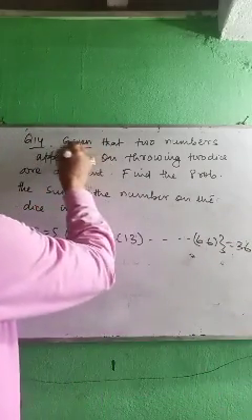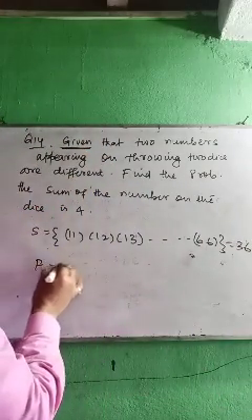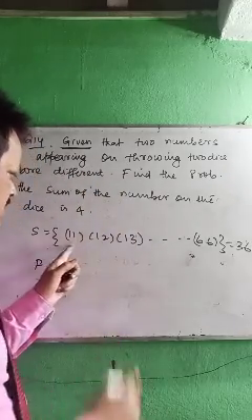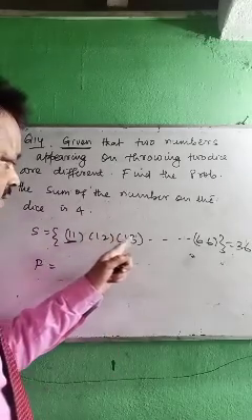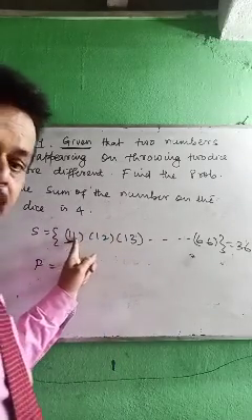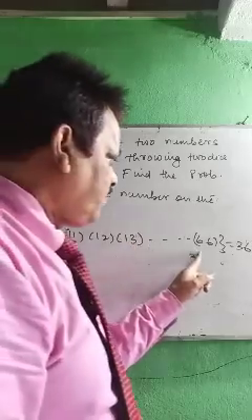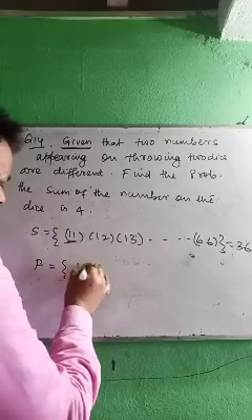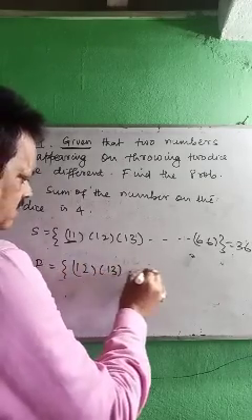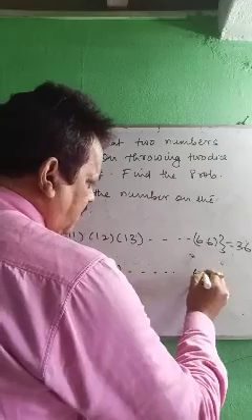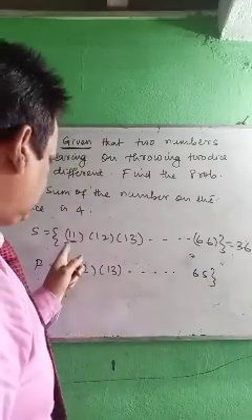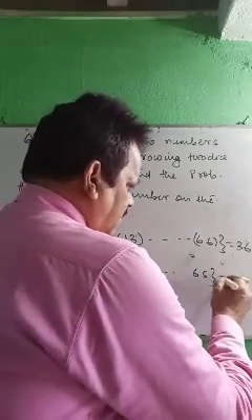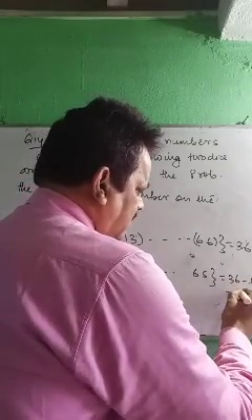Given that this is your F, the two numbers appearing on the dice are different. Like this is not different, this is different. How many will you not take? 1 1, 2 2, 3 3, 4 4, 5 5, 6 6 you will not take. That means from 36 you take out these 6, so 36 minus 6 is 30.